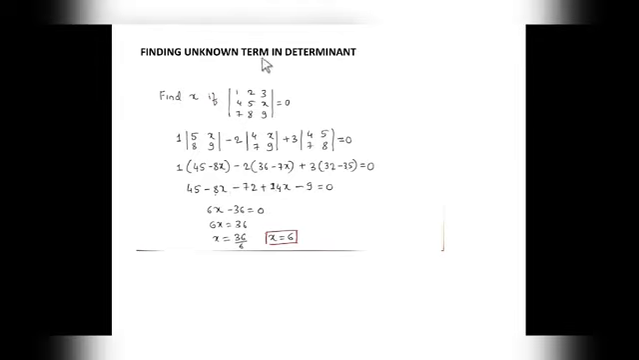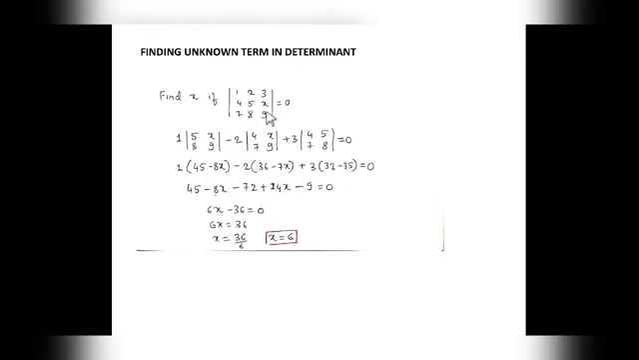Now finding unknown term in the determinant. Find x if the determinant value is equal to 0. Now here we have to find the missing term x in this determinant. As we know how to find the determinant value, but this time they have given the value of the determinant, that is 0. No need to find the value of the determinant, we just have to find the value of x.